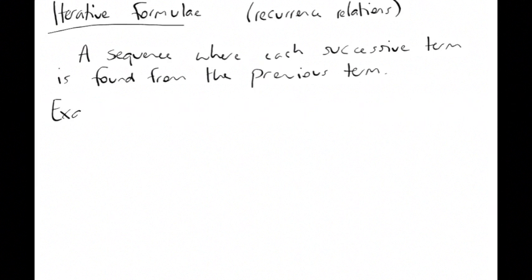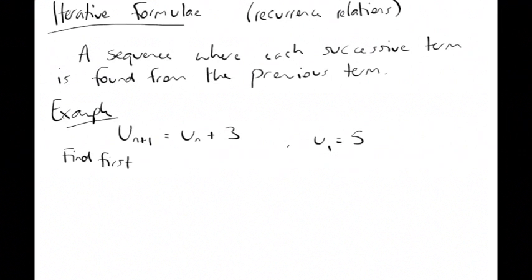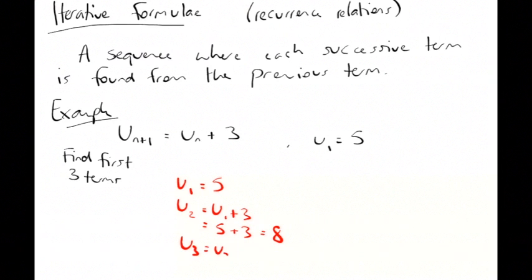An example of this: un plus 1, so that's all in the subscript, un plus 1 equals un plus 3. It gives us the first term u1 equals 5, and asks us to find the first 3 terms. In this case, u1 is 5, it gives us that. u2 is u1 plus 3, because the next term is generated by the last term plus 3. So that's 5 plus 3, which is 8. u3 is u2 plus 3, which is 8 plus 3, which is 11.